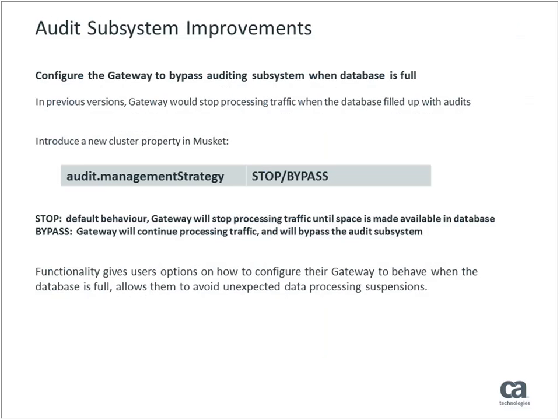So we've introduced a new cluster property in the 9.1 release, which was codenamed Musket internally. The audit management strategy. There's two options there, stop and bypass. Stop is the default behavior that you have today within the gateway, where the gateway will stop processing traffic until space is made available in the database. In some cases, that might be a good behavior, and users can still take advantage of that behavior if it suits their particular needs. We've now got another option, though, called bypass, where the gateway will continue processing traffic and will bypass the audit subsystem while it is full.